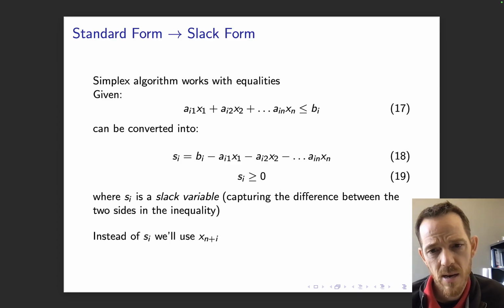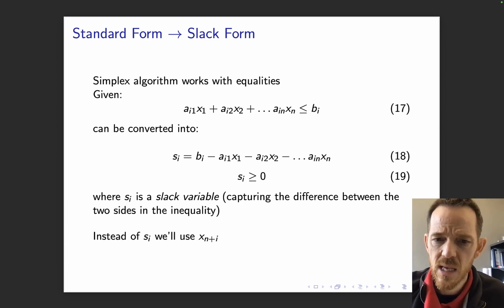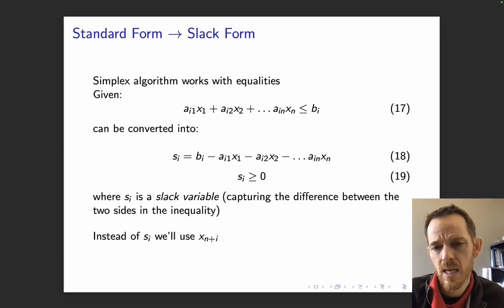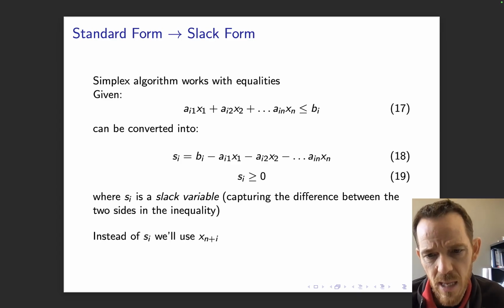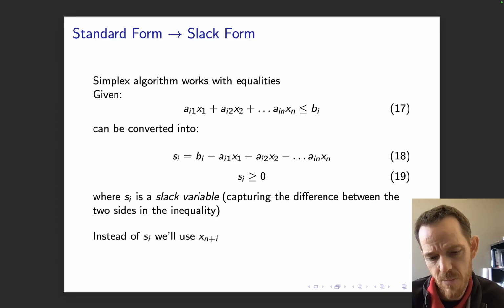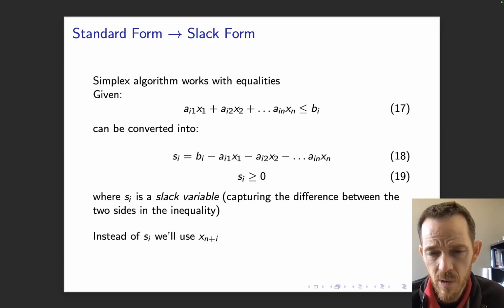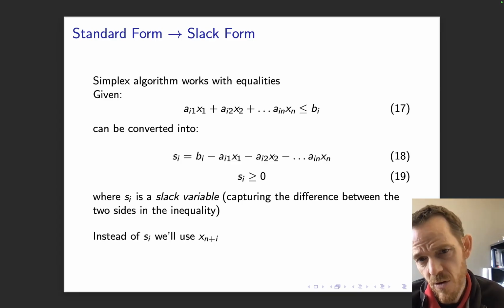And so now we need to go from standard form to slack form. Slack is where we capture the difference between the two sides of the inequality by making them equal, and introduce a variable for what that difference is. So if we have a function that is less than or equal to b sub i, what we could do is subtract that function from both sides.